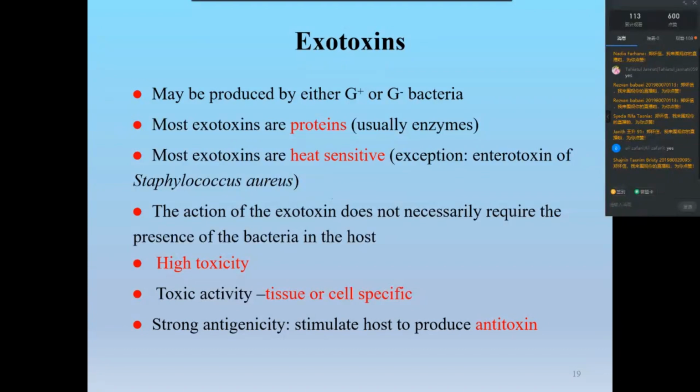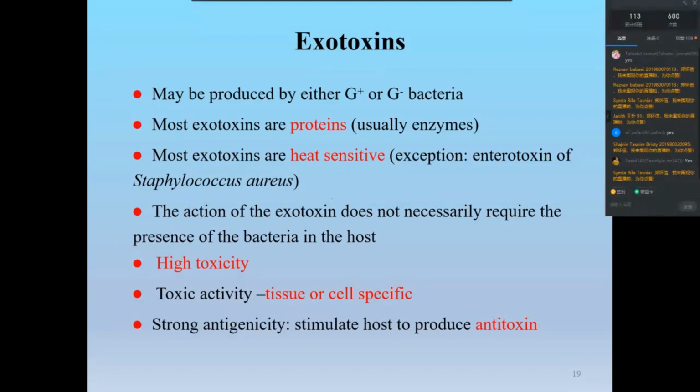The action of the exotoxin does not necessarily require the presence of the bacteria in the host. So even though through cooking or some other procedure you can kill the bacteria, you can inactivate the bacteria cell. Once the bacteria release exotoxins into the environment, they can still cause disease. So it's independent of the live bacteria.